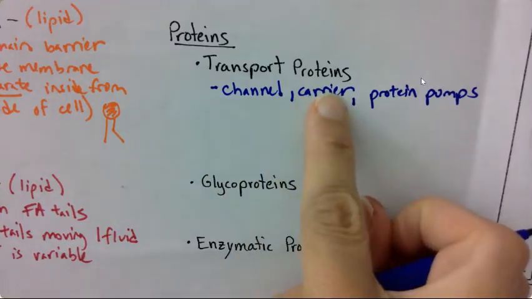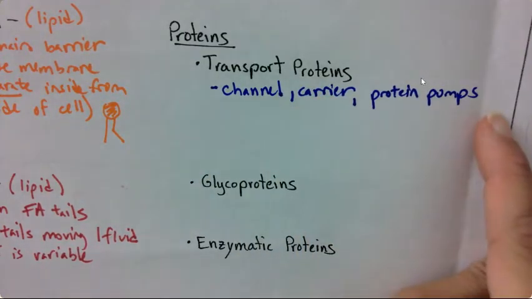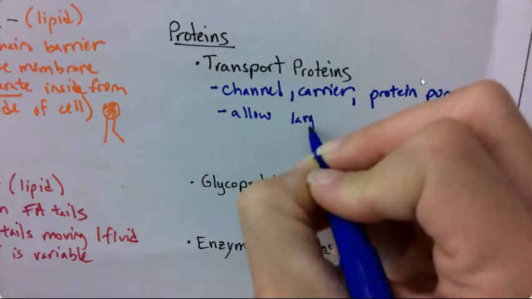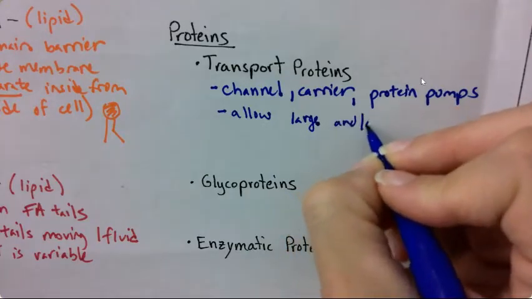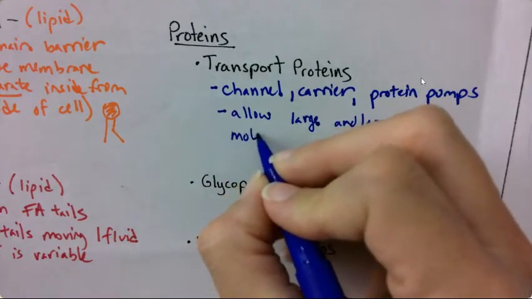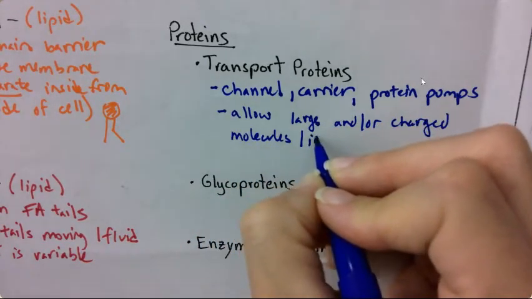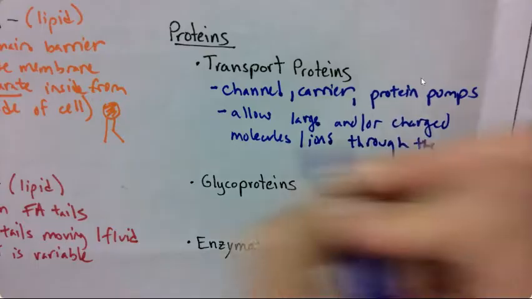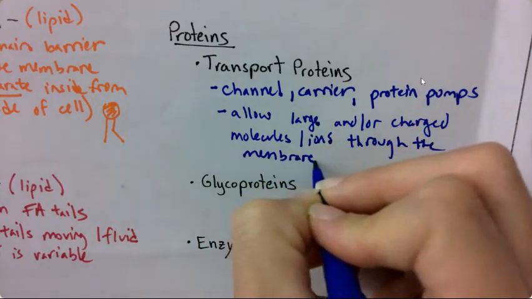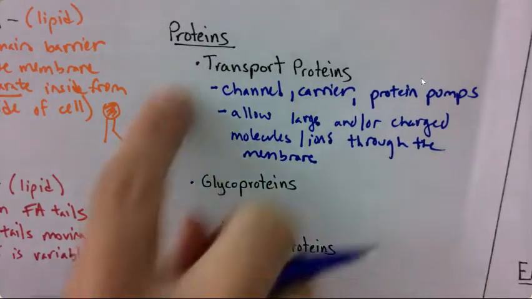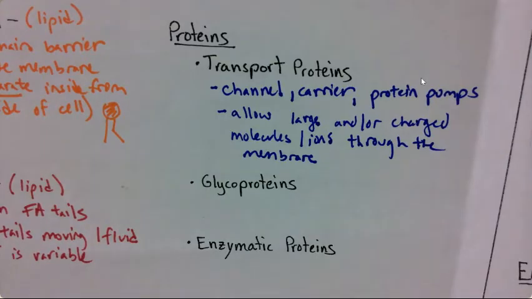These first 2 are types of passive transport proteins, and this is an active transport protein. These transport proteins allow large and/or charged molecules, and sometimes charged ions, through the membrane. Because most of the cell membrane is hydrophobic, these large charged molecules can't easily get through the cell membrane. So we add these openings that allow things to go in and out through the proteins embedded in the cell membrane.